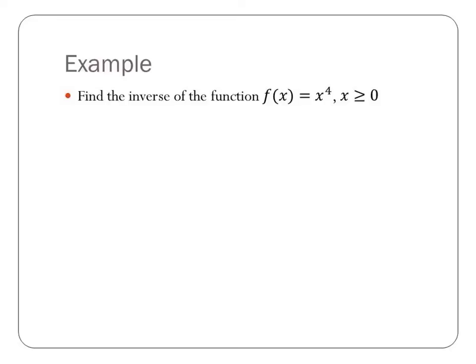Alright, so one more time here. Remember, f of x is just y, so this is y equals. So when you switch them, x equals y to the fourth power, and then if you want to get y by itself, you're going to do the fourth root to both sides, so then y equals the fourth root of x.